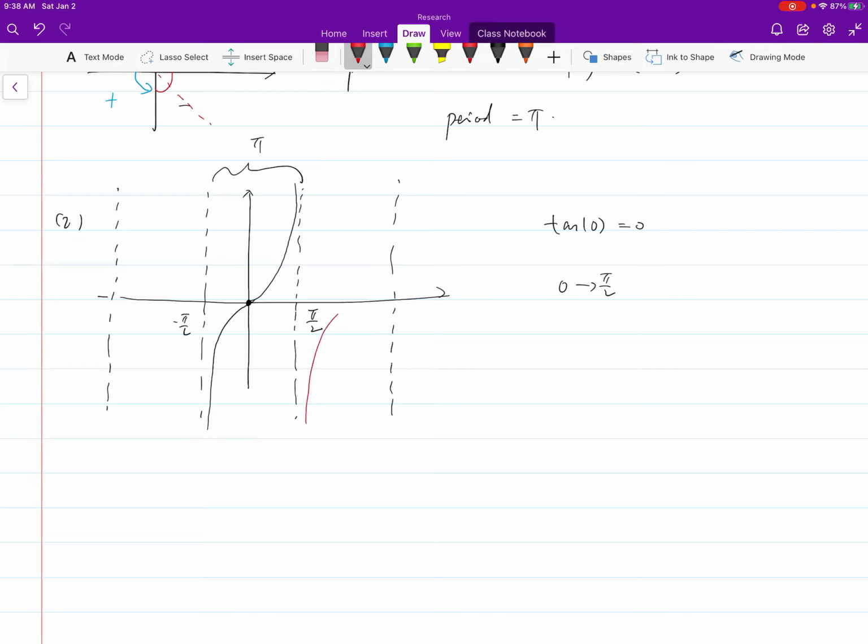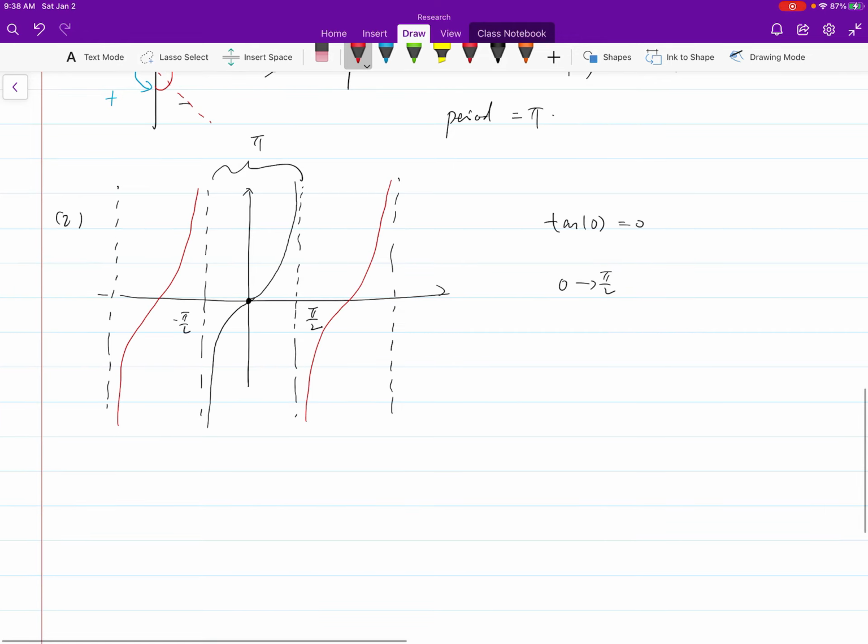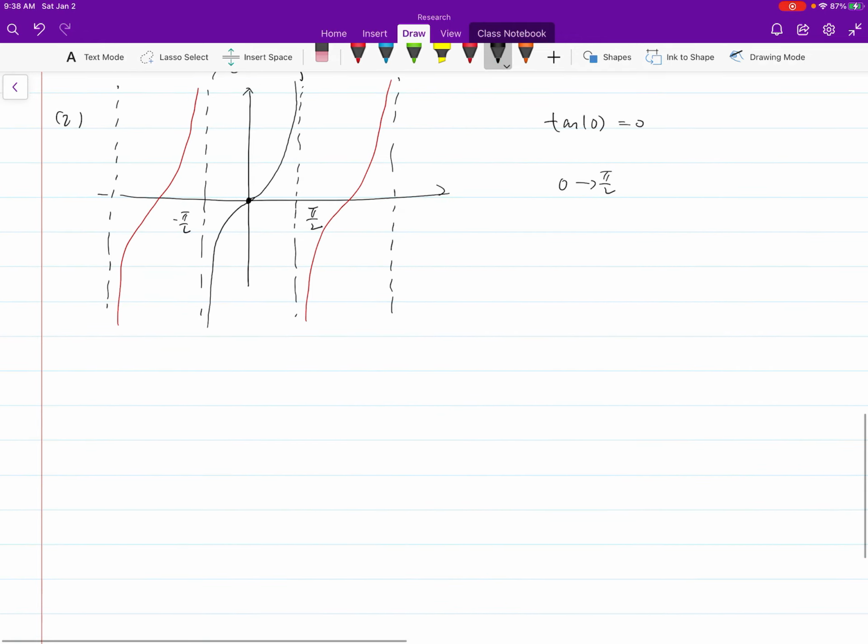We have the vertical asymptote. We have an increasing curve. And we have this one repeating itself after every single pi. So if that works, this works. If that works, this works. That will be the graph of tangent x.